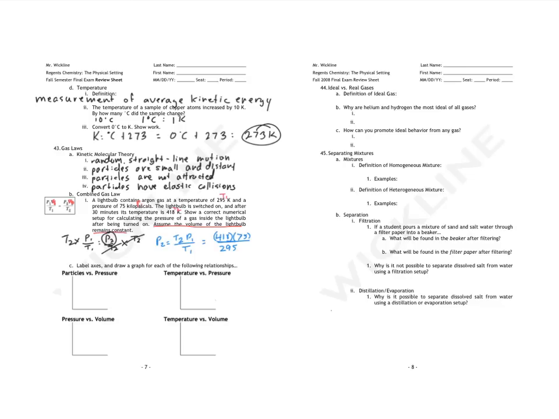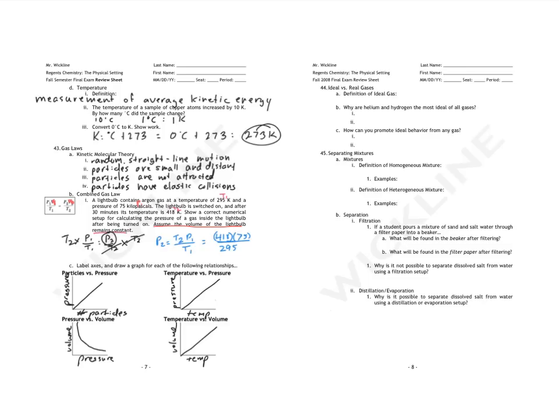Alright, so I'm going to label some axes and draw a graph for each of the following relationships. Those relationships are particles versus pressure, temperature versus pressure. They're like the individual things that make up the combined gas law. The only one of these relationships that isn't direct is the pressure versus volume one, and that's because pressure and volume actually have an inverse relationship up here in the numerator of the equation.